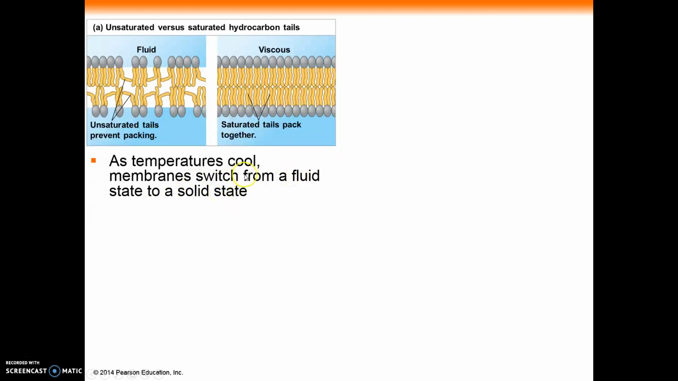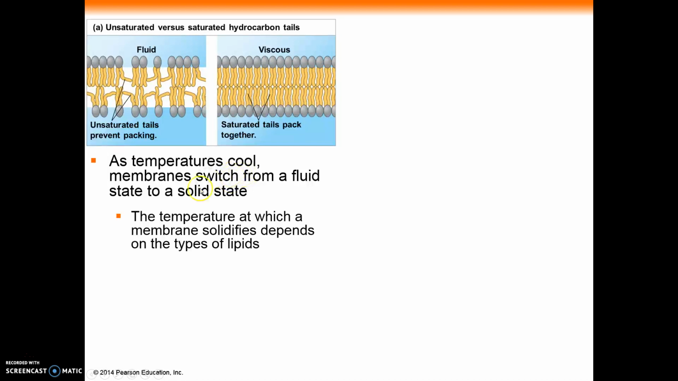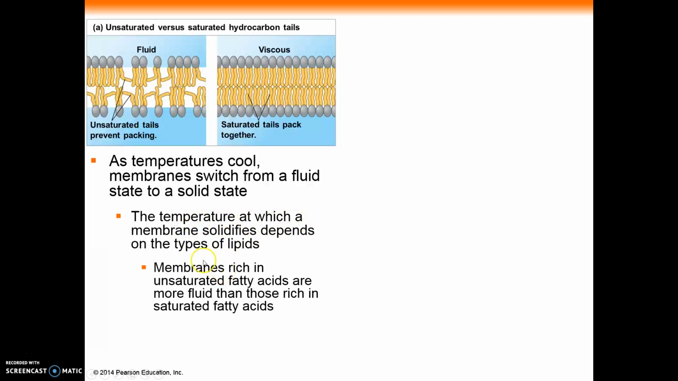Now, as temperatures cool, membranes will switch from a fluid state to more of a solid state. Okay, just think about butter and think about butter melting. The temperature at which this switch occurs depends completely on the lipids. So when you have a membrane that is rich in unsaturated fatty acids that have kinks in their tails, you can't pack tightly, so it tends to be more liquid at a cool temperature, whereas when you have a membrane rich in saturated fatty acids, it would tend to be more viscous.